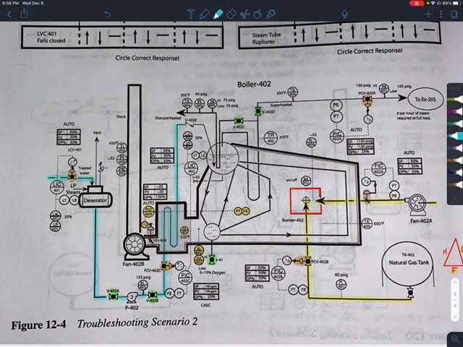goes to this check valve. For the purpose of the check valve, what should the check valve color be?